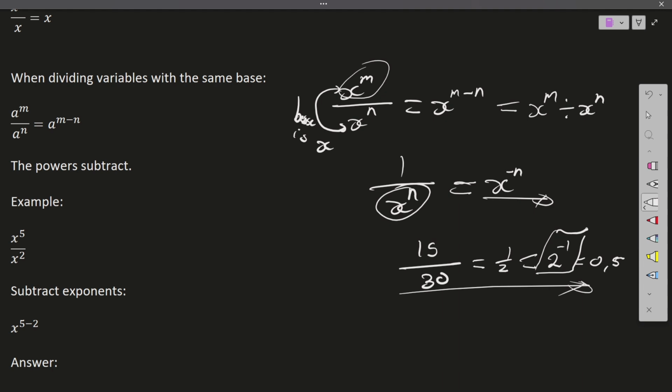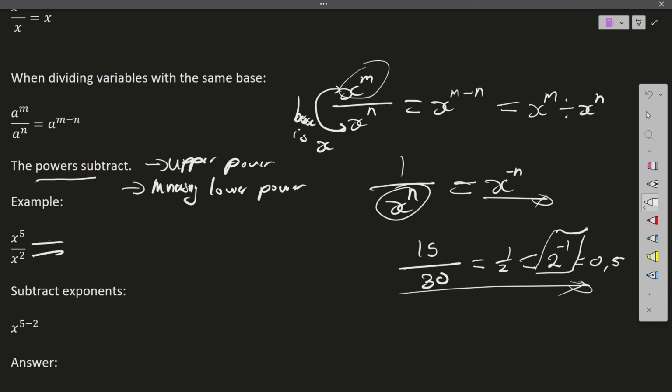So yeah, the powers subtract. The upper power is minusing the lower power. So upper power minusing the lower power, that is basically it. Here's an example.